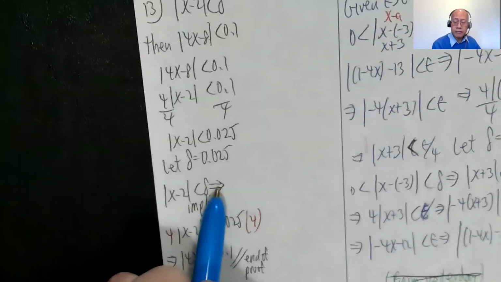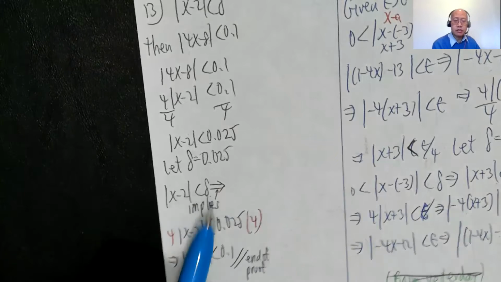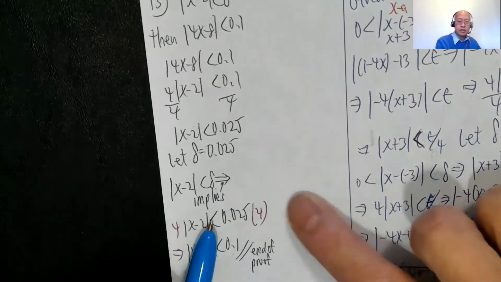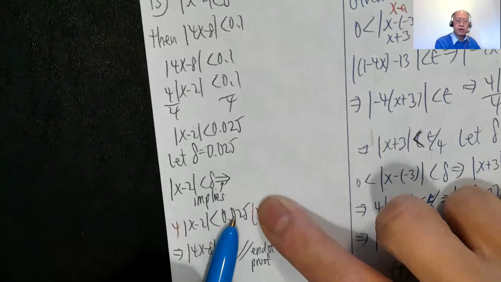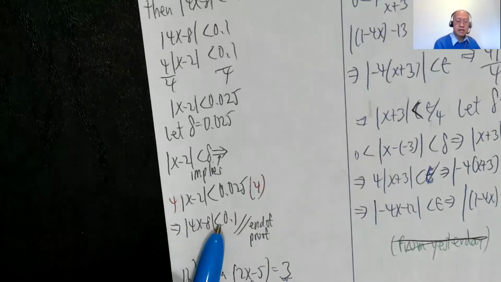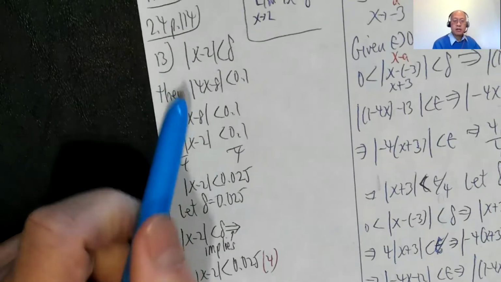so I use this arrow for implication. You should do likewise. Absolute value of x minus 2 is less than delta implies absolute value of x minus 2 is less than 0.025. Multiply both sides by 4. So absolute value of 4x minus 8 is less than 0.1. That is considered the end of the proof.